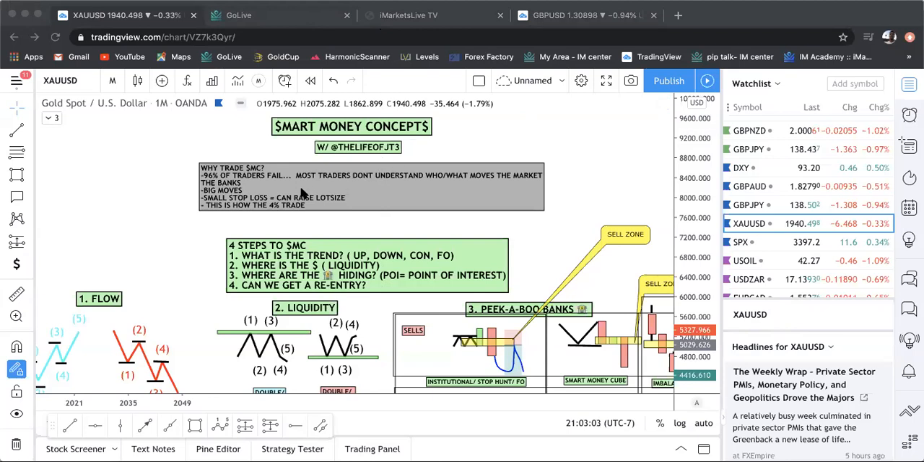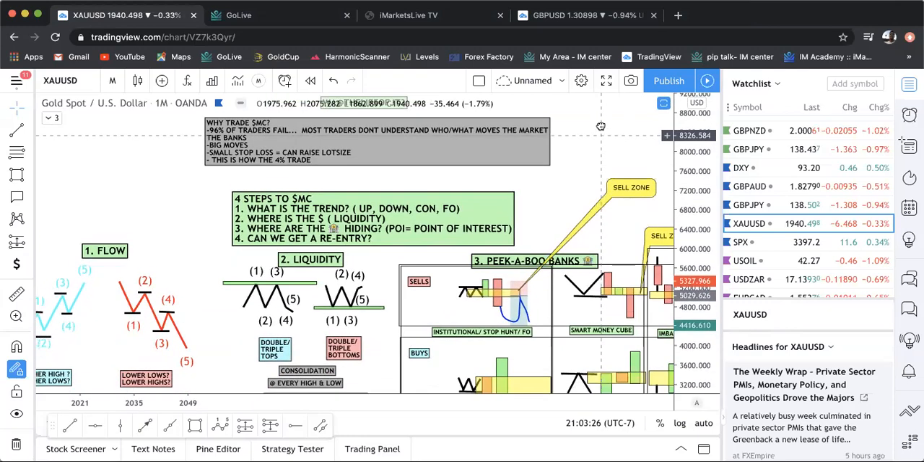Since the banks are the big market movers, since they literally have full control of the market, we want to trade like the people who control the market ultimately. Now, the reason why is because 96% of traders actually fail, and we want to be a part of that 4% of traders that don't.